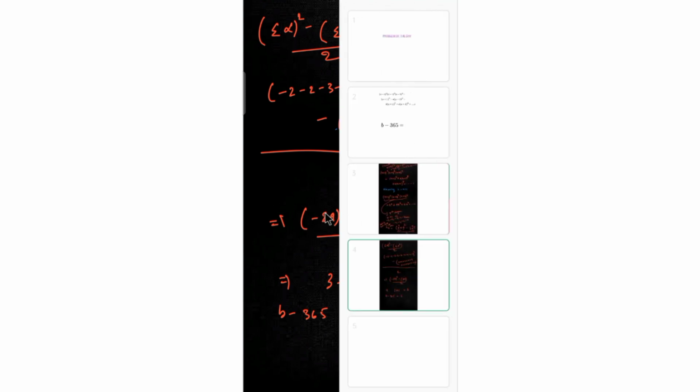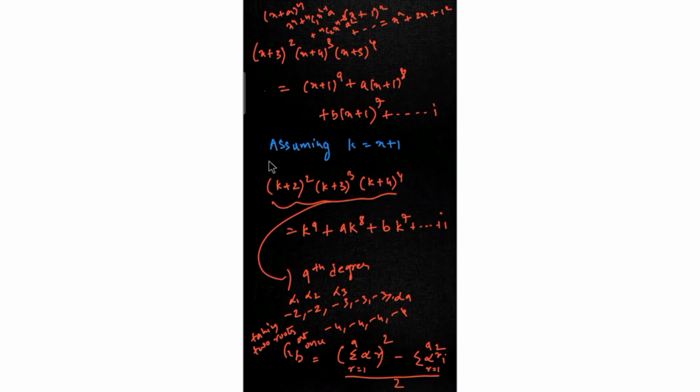The only logic here is assuming k is equal to x plus 1, and the second part uses concepts. So the first one includes logic and the second one includes concepts. This is actually a binomial concept, a very easy one. Taking the coefficient of x power n minus 2 is nothing but choosing 2 from n roots. That's the only concept that we included in this.